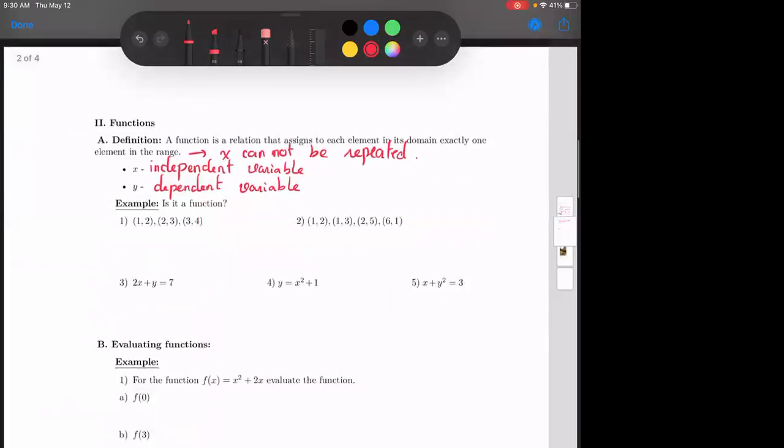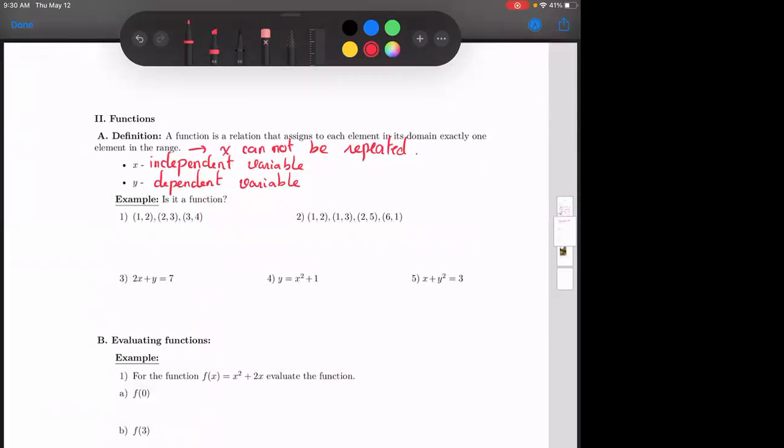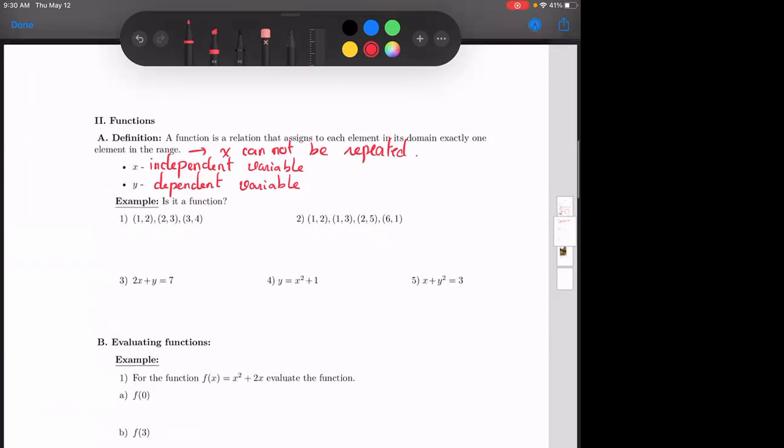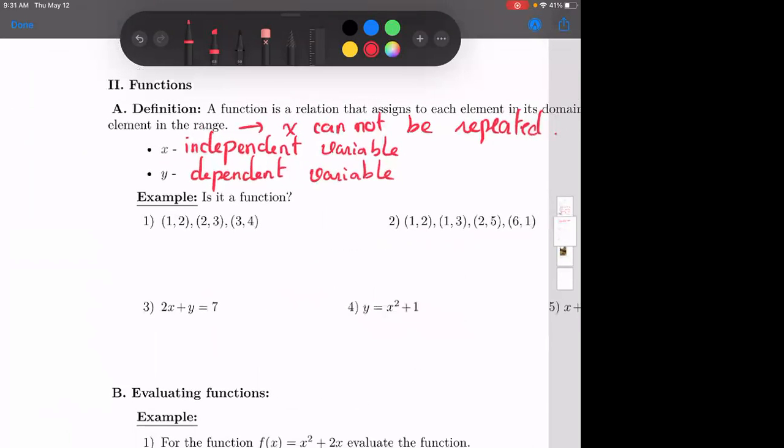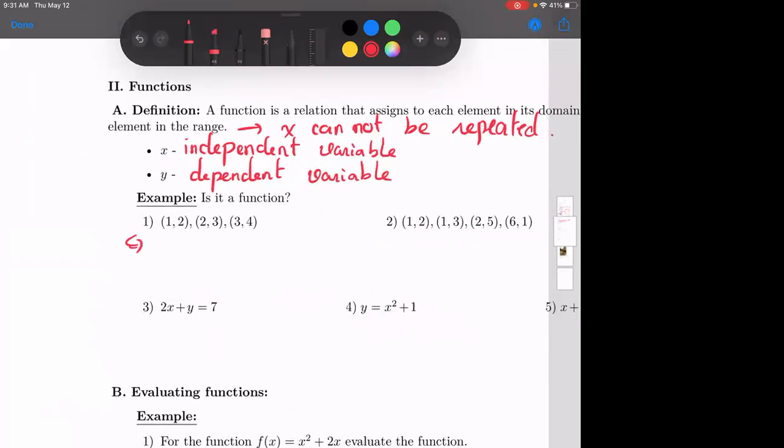All right, how about you guys tell me, is number 1 a function? First of all, is it a relation? Is this a relation? Yes, right. You have x, y. That's it. That's all you need. You have x, you have y, and they go together. Is it a function? Yes. Because x is not repeated. You see 1, 2, and 3. So yes, it's a function.